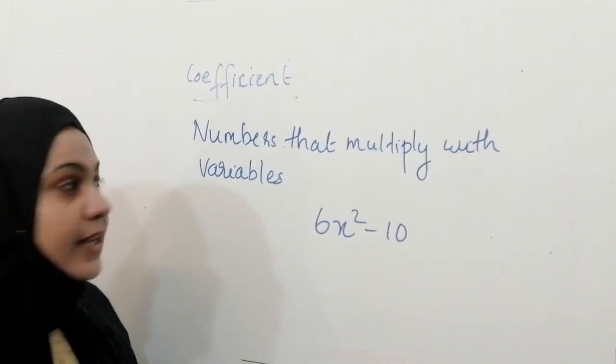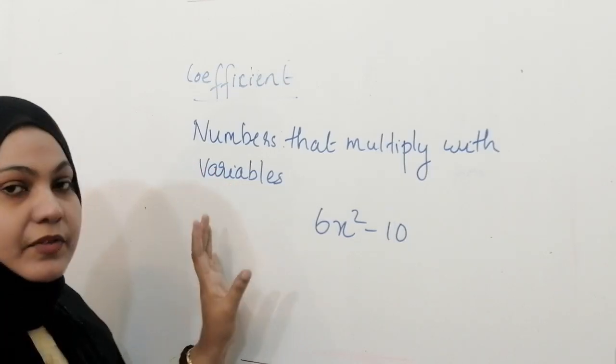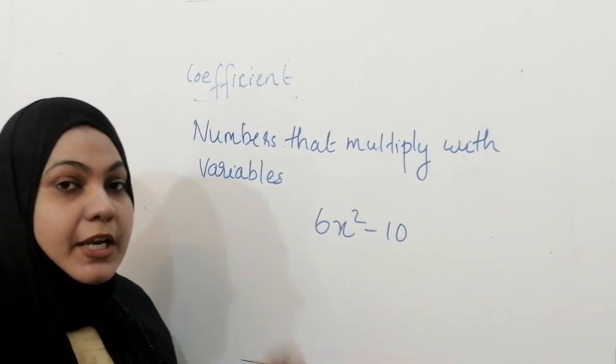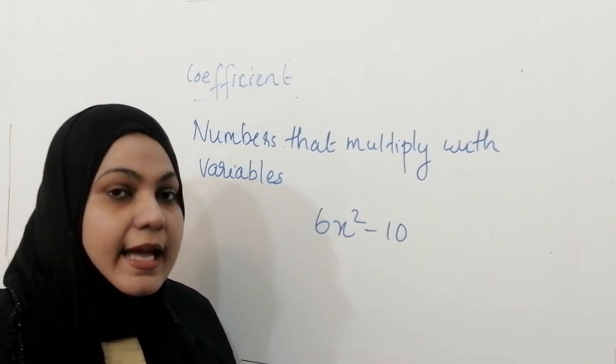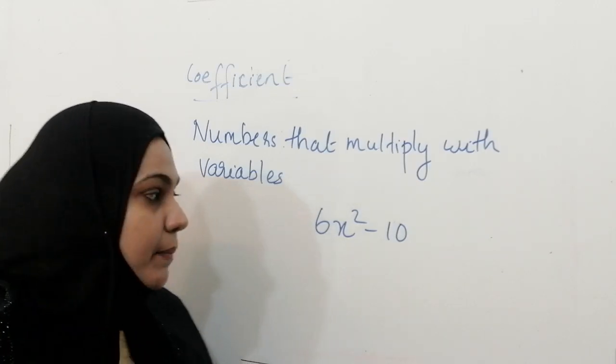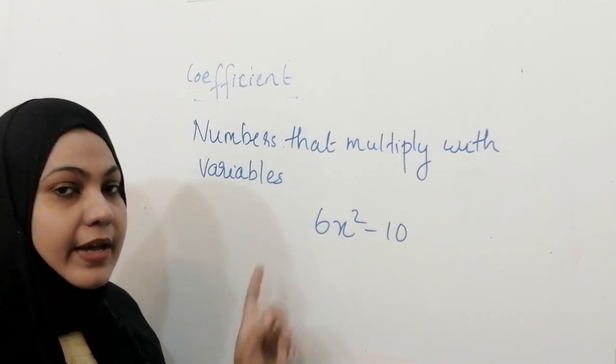In this chapter, you have to learn some more terms. Don't confuse, these terms are different. I am telling new terms used with algebraic expressions. First we can learn what is coefficient. What is coefficient? Numbers that multiply with variables. What is the meaning of variable? Variable means a letter that represents an unspecified number. So here x is the variable.